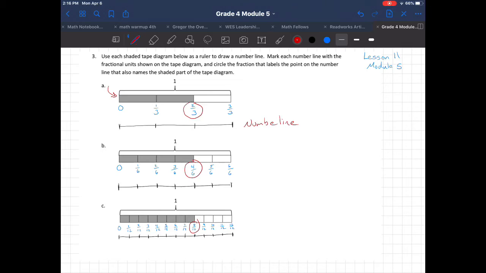Circle the fraction that labels a point on the number line that also names the shaded part of the tape diagram. That is why I circled 2/3. And so on down here, 4/6 is shaded. I labeled the tape diagram. I drew my number line. It's also 4/6. And I did the same thing for C, where I drew my number line and I labeled everything.